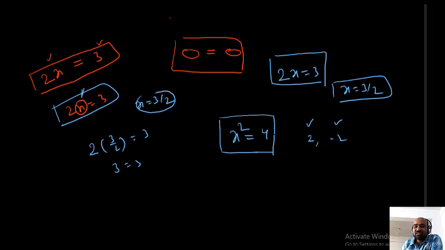Means for this equation we are getting two solutions, and for the linear equation we are getting only one solution. So the number of solutions of an equation in one variable depends upon its degree. Sometimes you can write the solution set. The solution set for this equation is the set 2 comma minus 2. The solution set for the linear equation is only one singleton set, that is 3 by 2. Okay, this is about equation and solution.